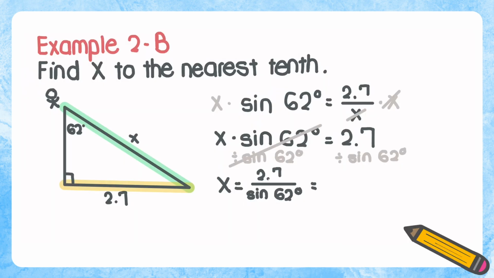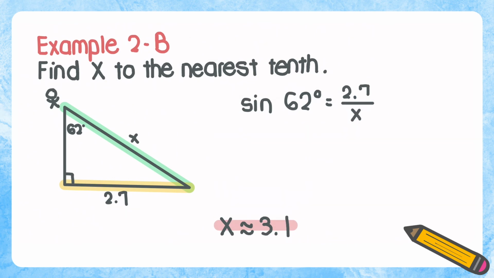So we were able to find this value, x equals 3.0579..., but we're only rounding to the nearest tenth. In this case, notice how we have to round up. So x is approximately 3.1.